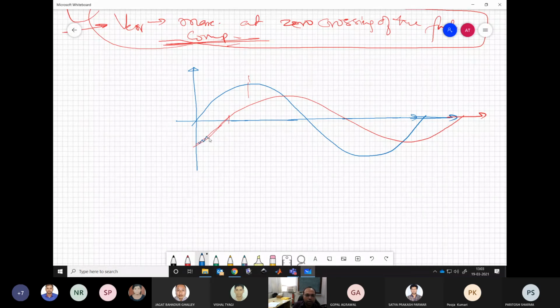Throughout this current, we will have some current ripple because of whatever voltage error we are creating in the system. Now, this peak to peak ripple would be changing throughout this waveform and it will be maximum at the zero crossing of the voltage. So let's say here, this is the first zero crossing. Here you will have maximum ripple like this. Then at this point you will have maximum ripple like this. Then at this point you will have maximum ripple like this.